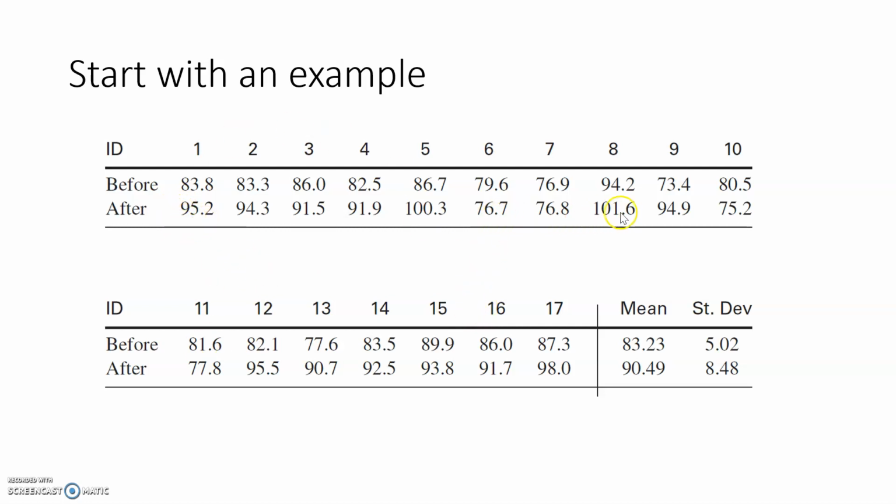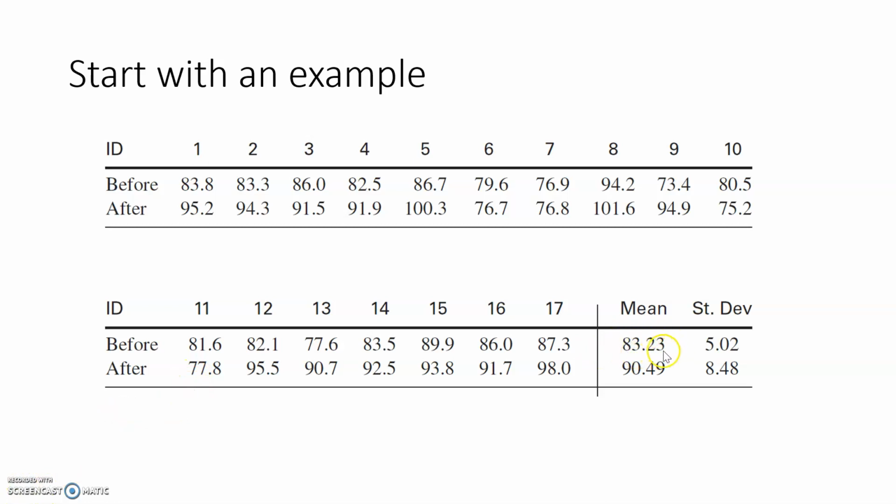Still 17 data points, and on a rough look, we can see there is a general increase regarding these 17 students' anxiety level. The first student, his anxiety level has increased from 83.8 to 95.2. And we can see this student, his anxiety level has hit 101.6. Okay. We also see some students who have a decrease in their anxiety level, right, from 81 to 77.